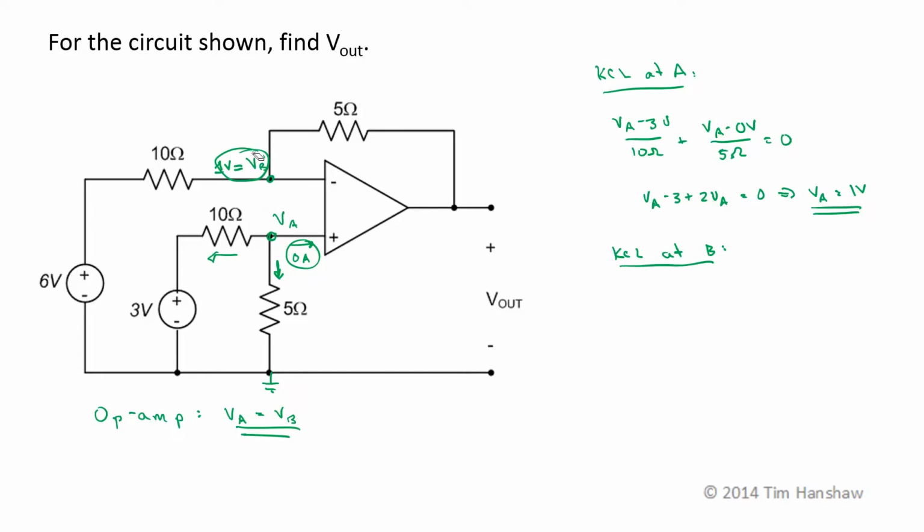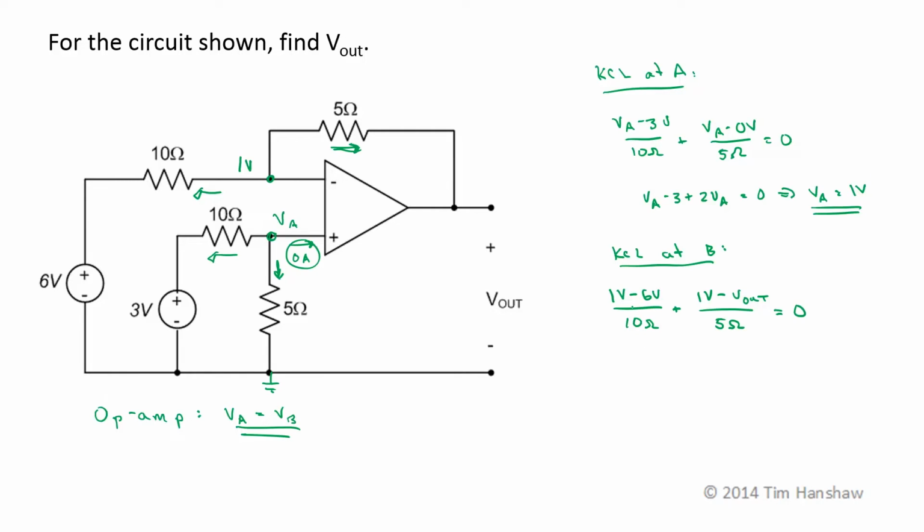So let me make my diagram a little bit neater. That's 1 volt. So current here plus the current here is equal to 0. So (1 volt minus 6 volts) over 10 ohms plus (1 volt minus V out) over 5 ohms, which is the current in this direction, is equal to 0.